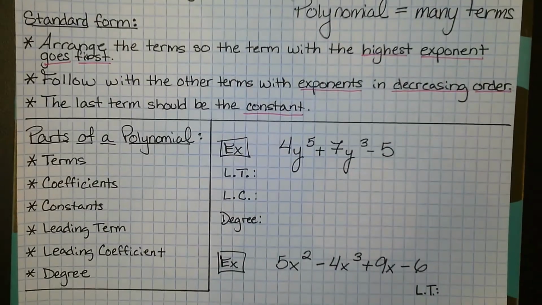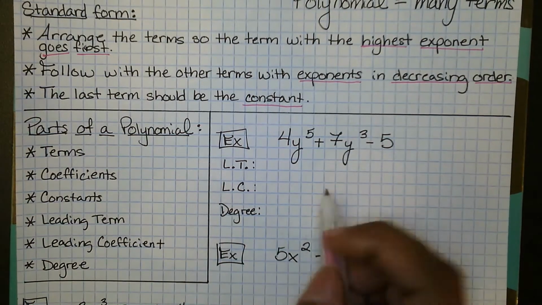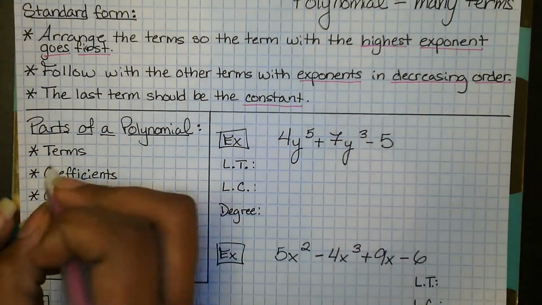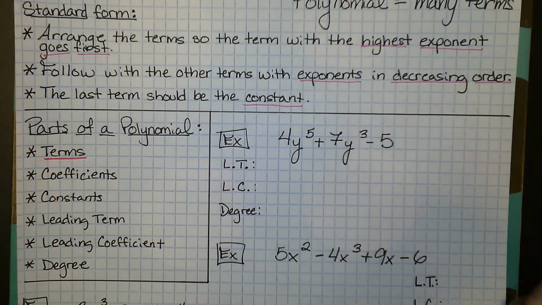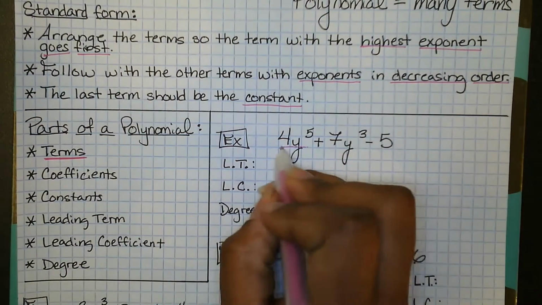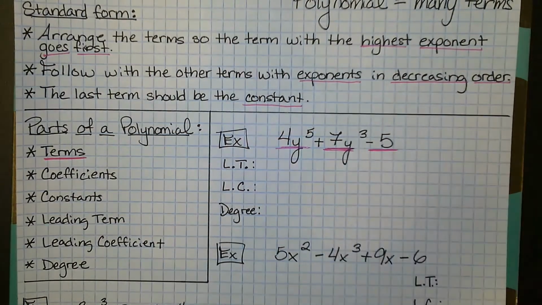Now, parts of a polynomial. We have terms, coefficients, constants, a leading term, a leading coefficient, and the degree of the expression. And we need to be able to identify all of these things. So looking at example 1, I would like for us to underline the terms. So how many terms does example 1 have? Well, it has 3. That's your first term, second term, and your third term.